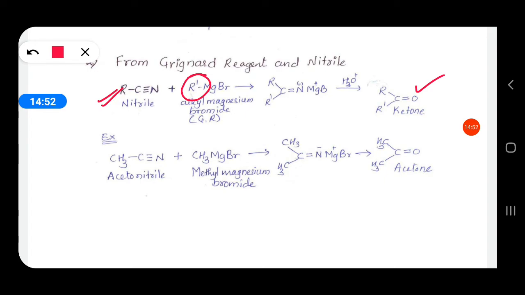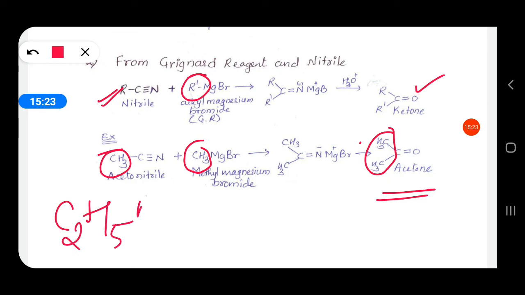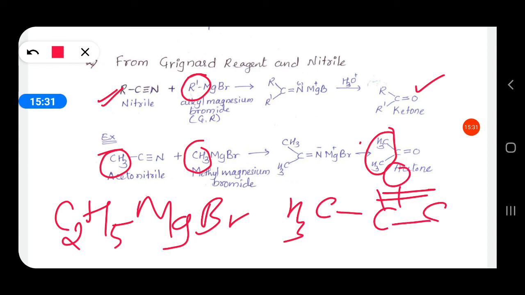So here acetone is prepared. I have taken the same alkyl group which is present in the acetonitrile. Acetonitrile on treating with methyl magnesium bromide, followed by hydrolysis, gives acetone. Suppose we want an asymmetrical ketone, then this acetonitrile can be treated with ethyl magnesium bromide. So the product we get here is CH3-C=O-C2H5.